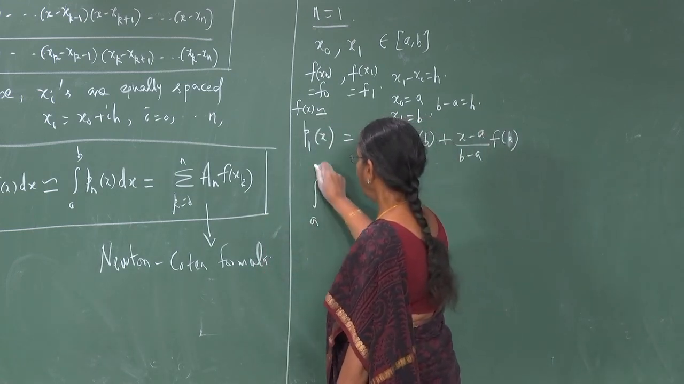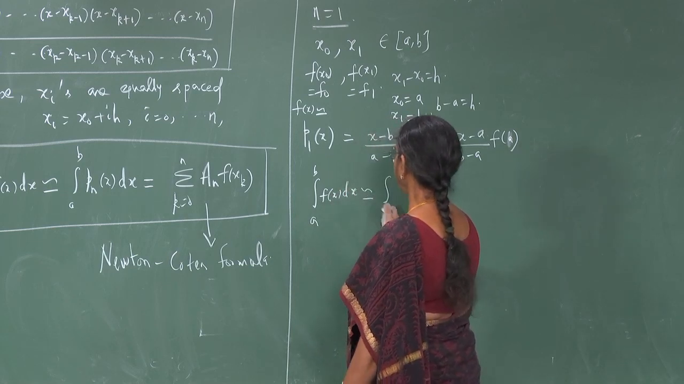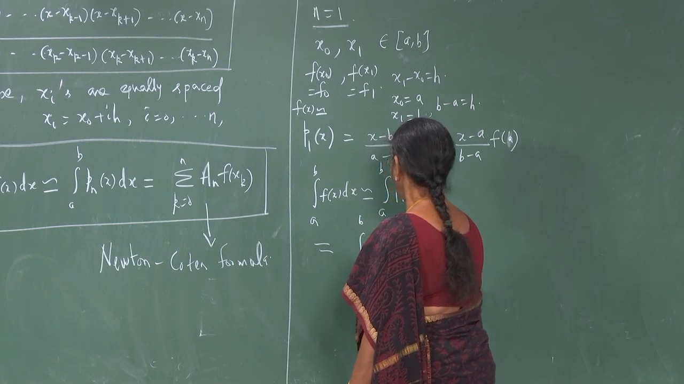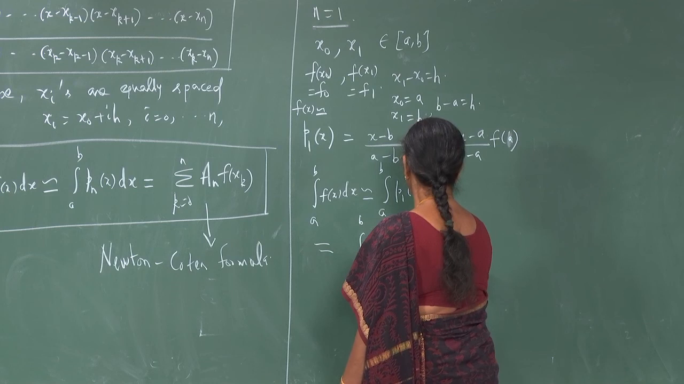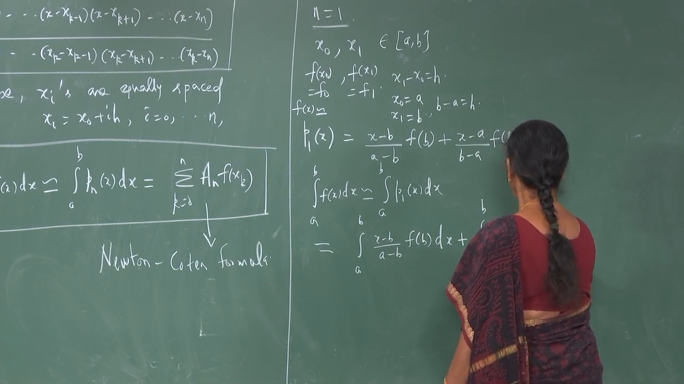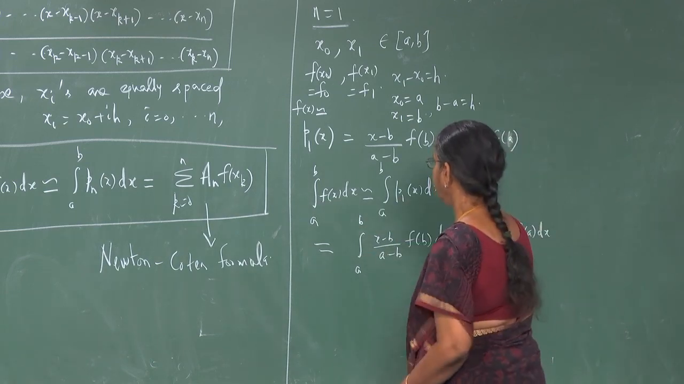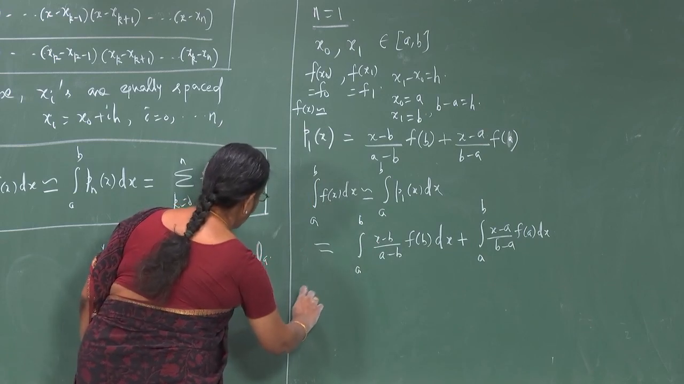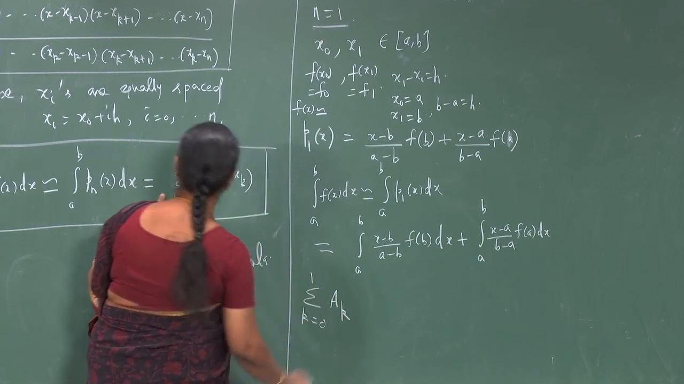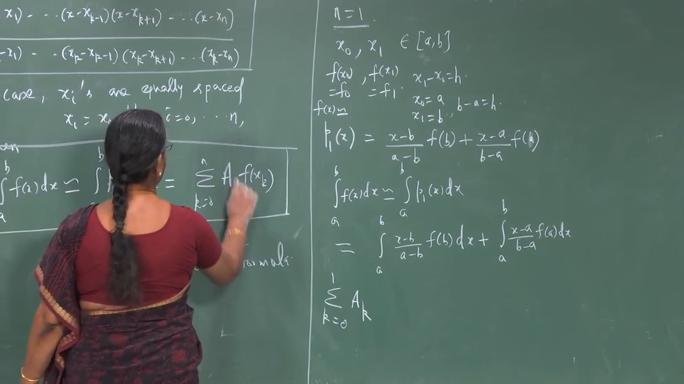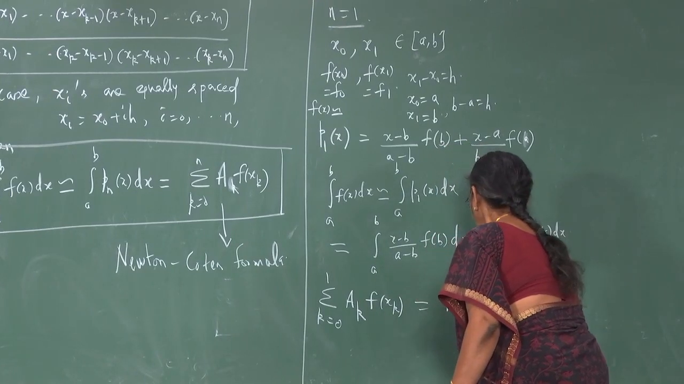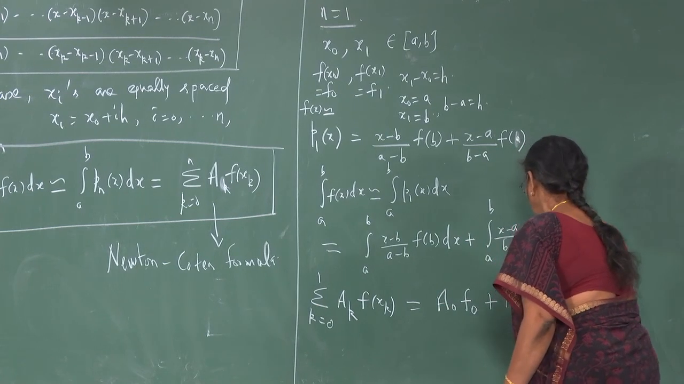So, I require integral a to b f of x dx. So, that is integral a to b p1 of x dx, and that will be equal to integral a to b x minus b by a minus b into f of a into dx plus integral a to b x minus a by b minus a into f of b into dx. So, in our notations, what will be the formula? The formula is sigma k equal to 0 to n is 1 a k into f of x k. So we will get a naught into f of x naught plus a1 into f of x1, that is f1.